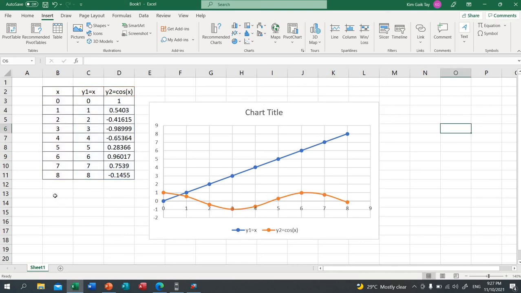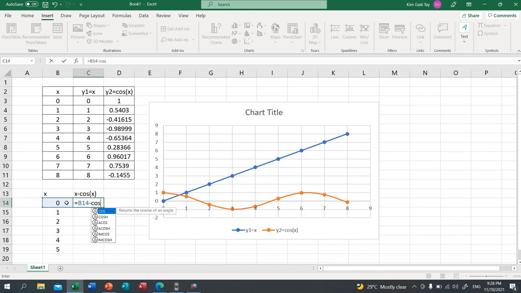Okay, and then let's say you want to sketch one graph only, x, then this is y, which is actually your x minus cos x. We have here 0, 1. So just put 5. So this is equal, the x here, minus cos. This is the x.